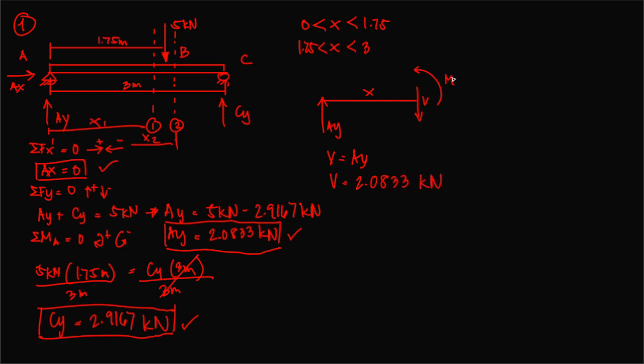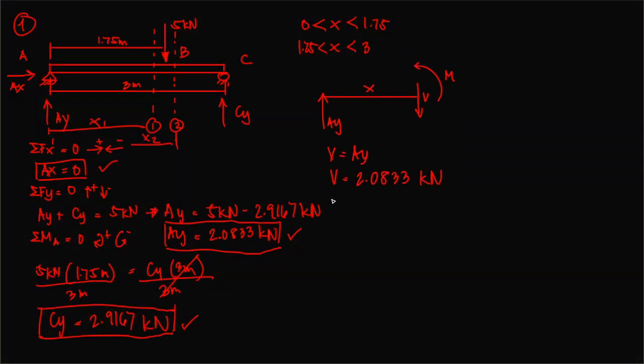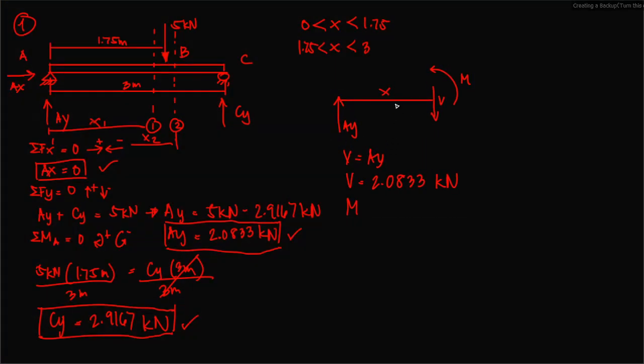And then next we have moment. And it's easy to find moment too, because we only have AY and X to equate to. So moment will be equal to AY times X, or simply 2.0833 X.